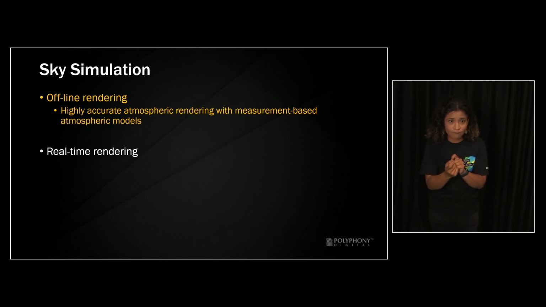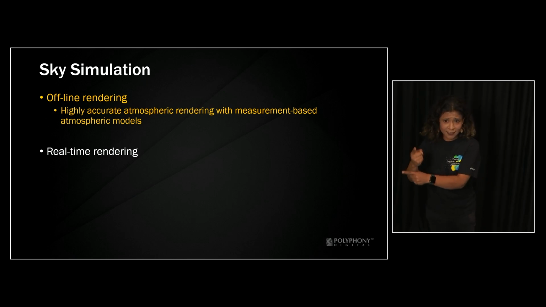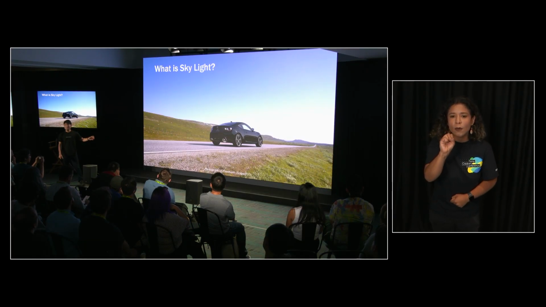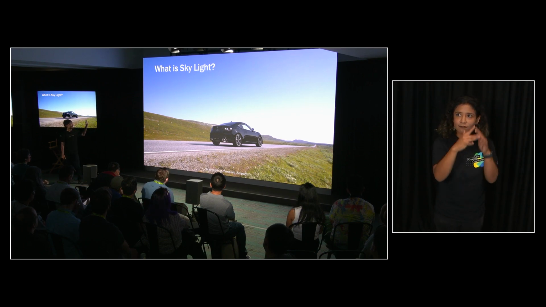First, I want to talk about offline rendering. Our offline sky rendering is a highly accurate atmospheric rendering using measurement-based atmospheric models. This is a real photograph of the sky. But basically, what is skylight?